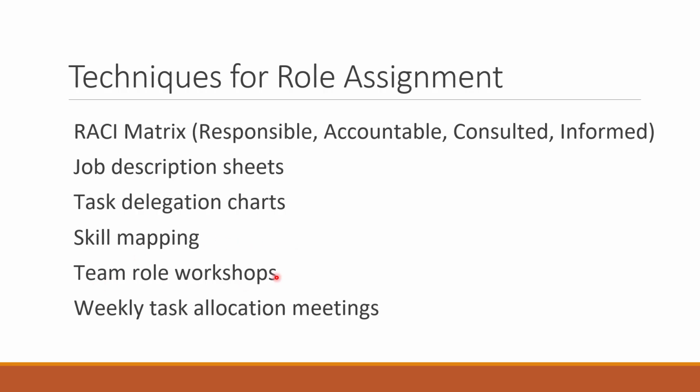Then there are team role workshops. Here, interactive sessions are conducted to discuss the abilities and assign the tasks accordingly. And then finally, there are weekly task allocation meetings, where the team meets weekly to clarify their responsibilities as well as their upcoming tasks. So, for example, in IT companies like Infosys, these role assignments depend on skill mapping. Here, the developers, testers, designers, and project managers are given tasks based on their expertise.